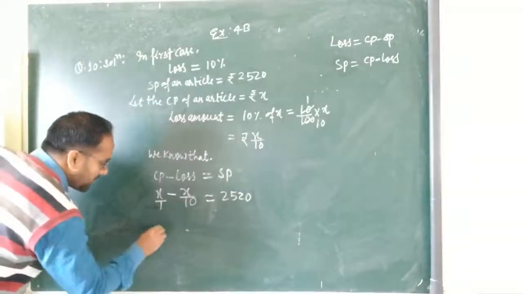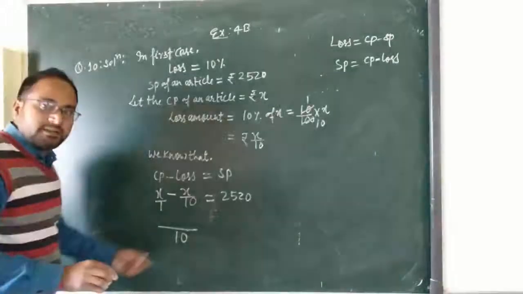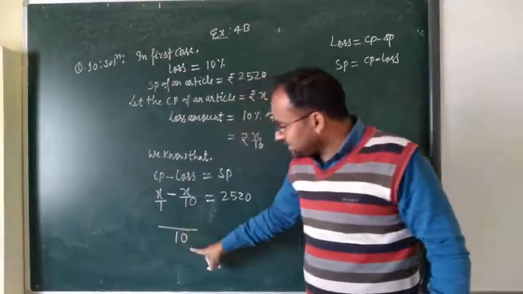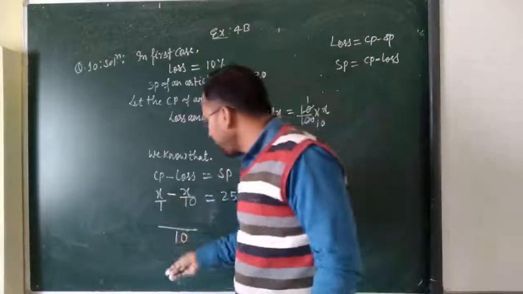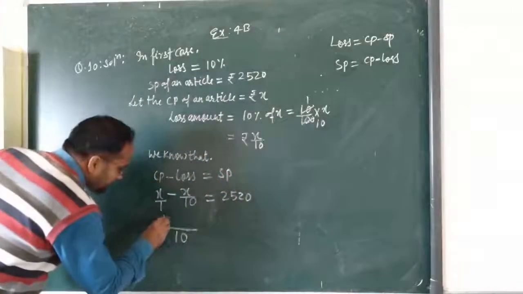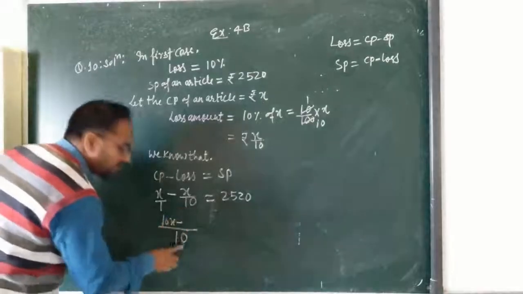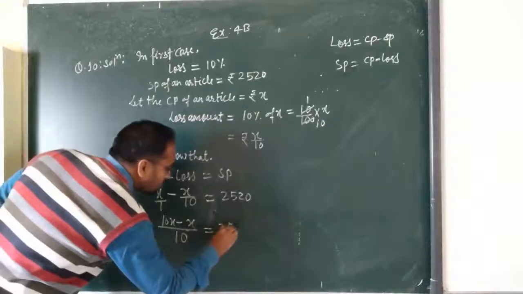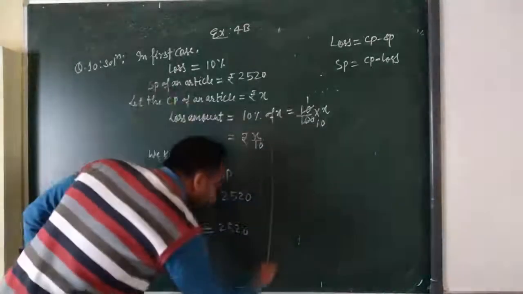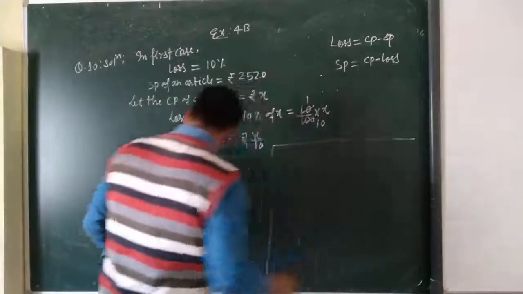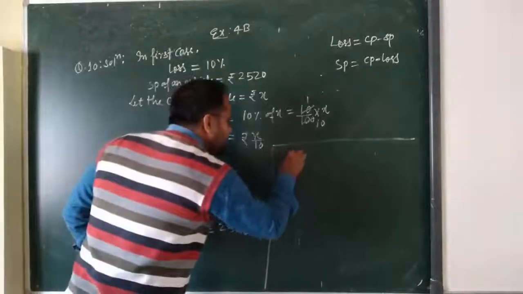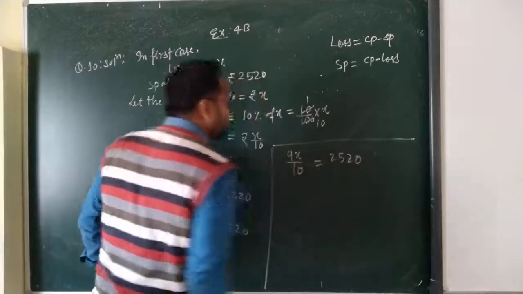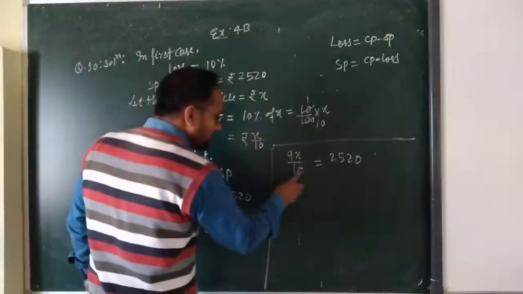We know that the LCM of 1 and 10 is 10, students. Now we subtract. If you divide 10 by 10, you get 1, and 1 is multiplied into x. We get 10x minus x upon 10 is equal to 2520. See here, students. Then we get 9x upon 10 is equal to 2520.